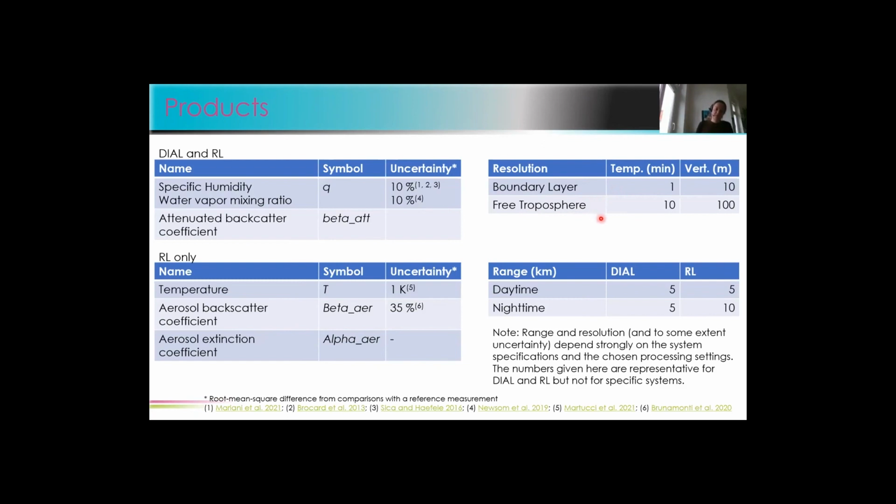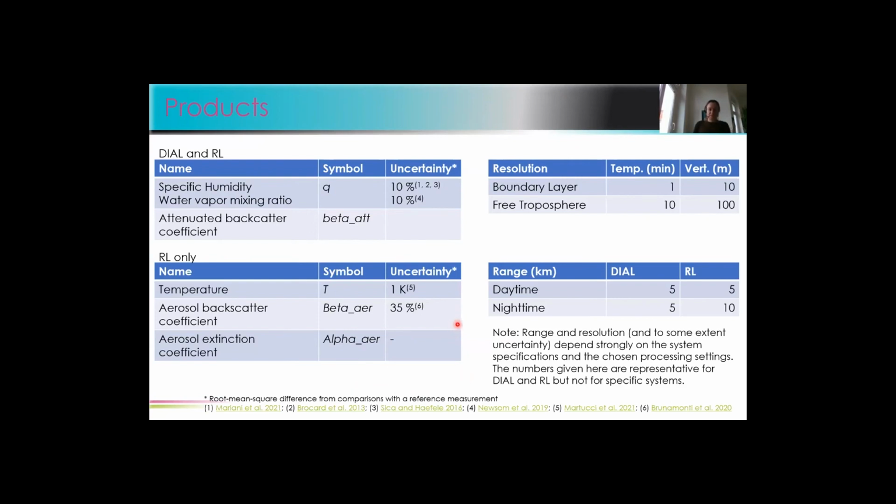This is a bit lower in the free troposphere, and both systems have a large range. They cover well the boundary layer that is needed, particularly to fill the observational gap. Just to note here, this is just a summary of the products and their uncertainty, and this does not depend on a specific instrument, but comes from the latest publication seen below.